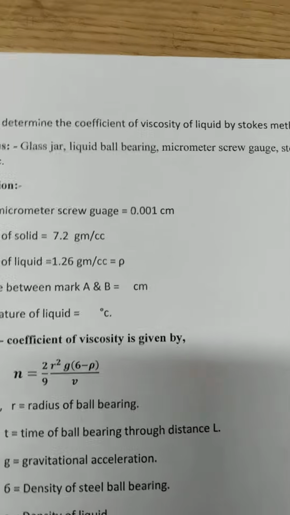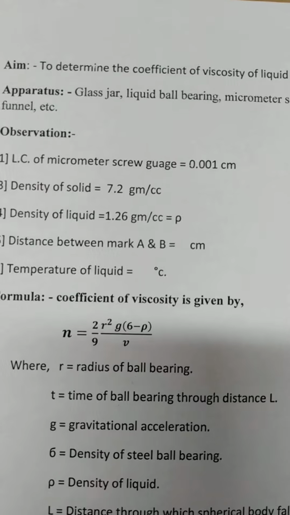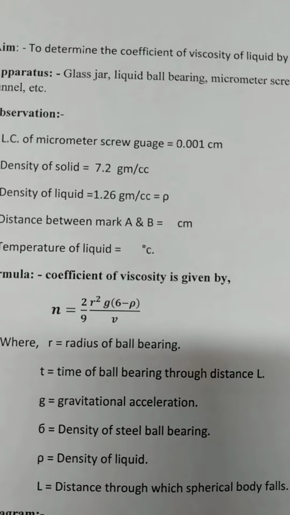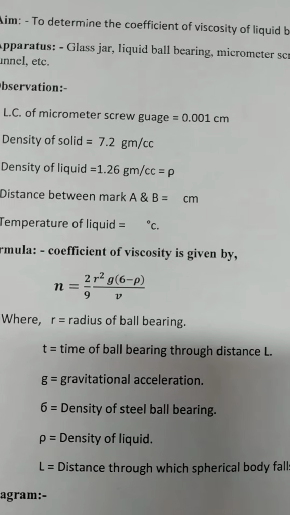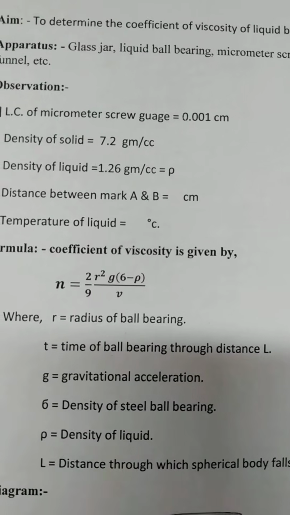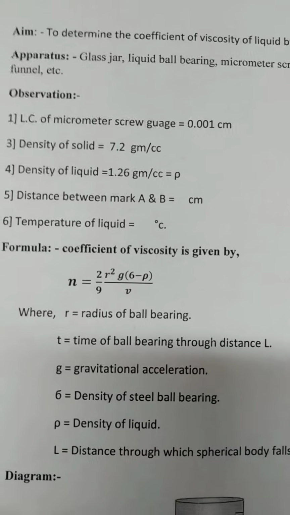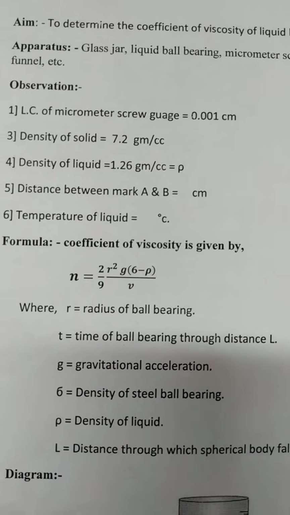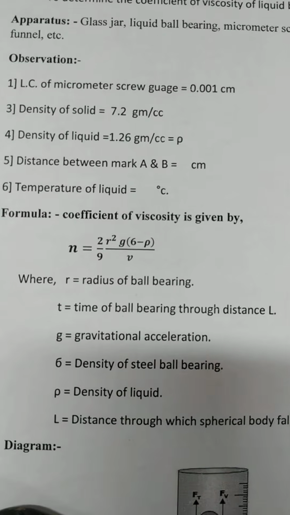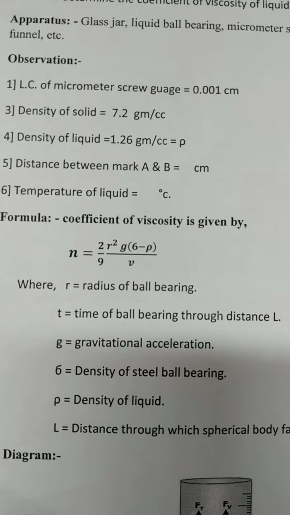We have already studied this method, that is Stokes method, and we got the formula: coefficient of viscosity eta is equal to 2 by 9 r square g (sigma minus rho) upon v. In this formula, r is the radius of the ball, t is the time of the ball falling through a distance L, meaning the time required for the small ball to cover the distance from A to B. g is the gravitational acceleration, sigma is the density of the steel ball, and rho is the density of the liquid.